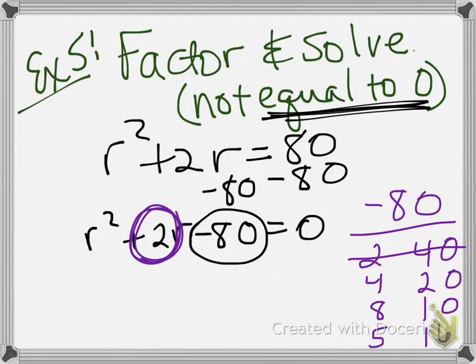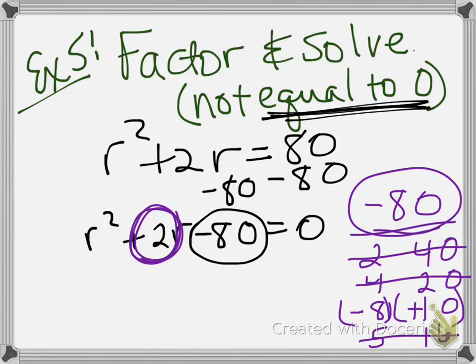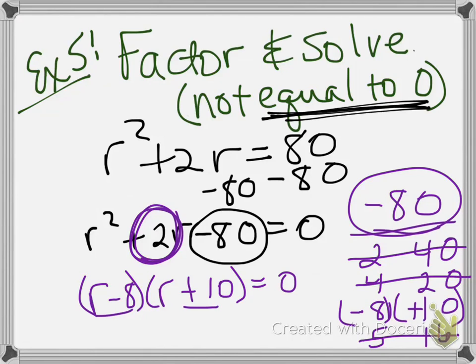Okay, so keep in mind as you're listing your factors, we're trying to add this up to 2. 2 and 40 will never add up to 2. 4 and 20 will never add up to 2. 8 and 10, that's possible. How about 5 and 16? Could that ever add up to 2? No. So how do I make 8 and 10 become positive 2? Well, it would have to be a negative 8 and a positive 10. Is negative 8 times positive 10 going to give me negative 80? Yes. So I have r minus 8, and I have r plus 10. These are my two factors.